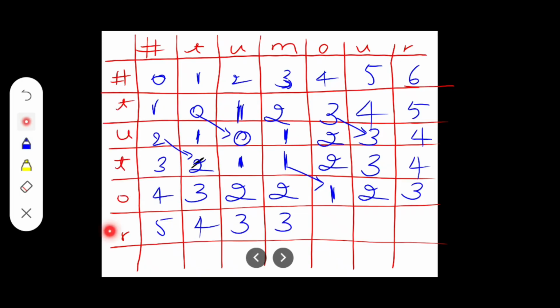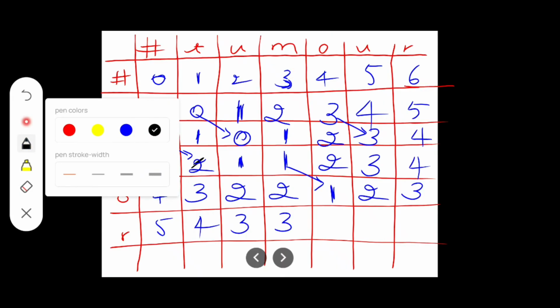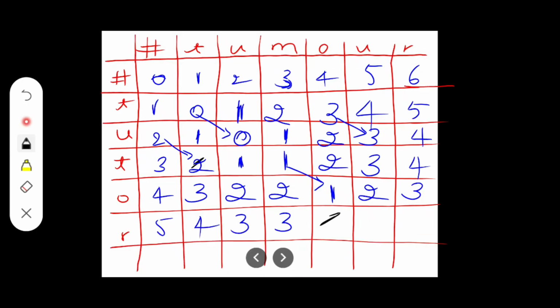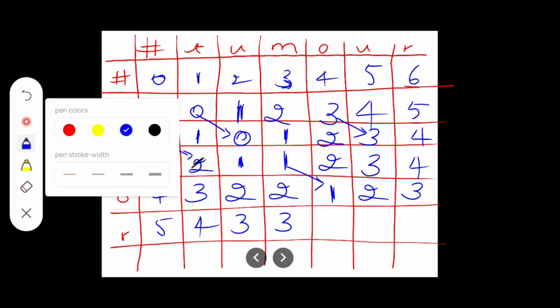Again, R is compared with O. R and O, they are not equal. So I need to find the minimum element. So I need to fill this box. This is the set I need to consider now. Which is the minimum element in this set? 1, 2 and 3. 1 is the minimum element. So minimum element, that is 1 plus 1, it is 2. I need to fill the box with 2.